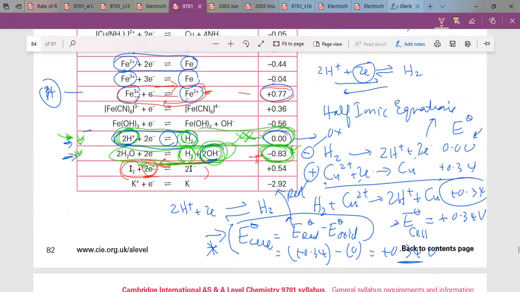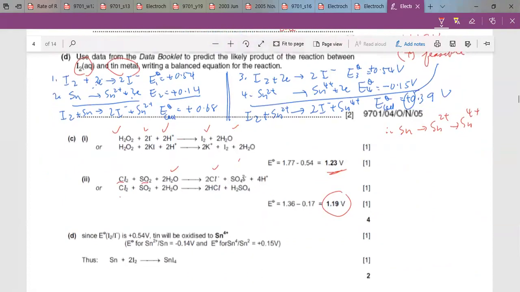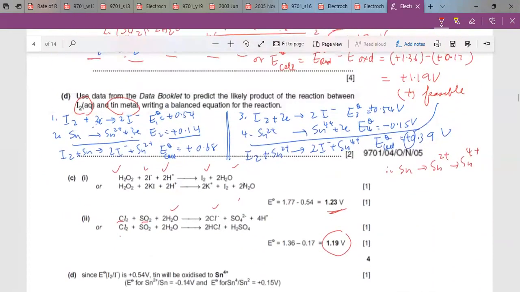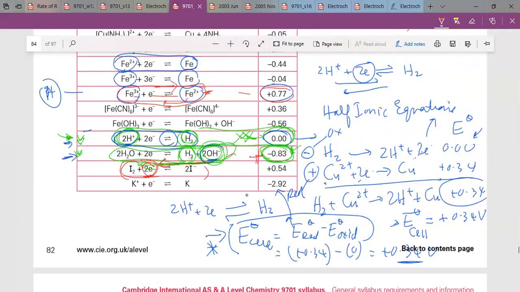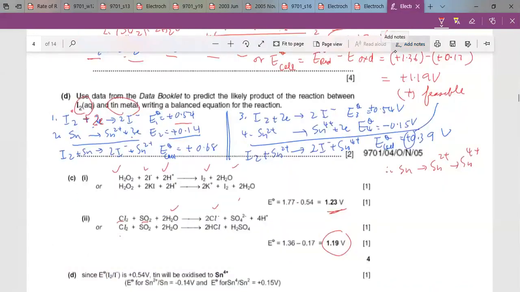So we have to do it step by step, 2 steps here. I did it all here already. The first thing, of course, remember I2 must become I minus. I2 cannot go to I plus. I2 to I minus, charge 0 to minus 1, accepting 2 electrons here. So this is the voltage here, 0.54. Why is it going forward? Because it's positive, and it's taking electrons.